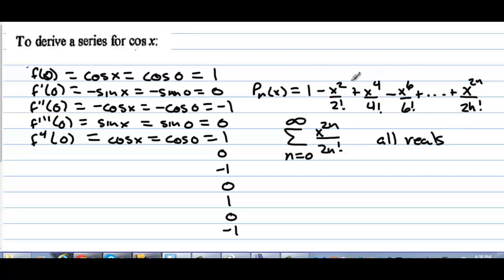A great way to remember this is that cosine is an even function. If we graph cosine, there it is, very roughly. If you pick one point on the left side of the y-axis and you reflect it over the y-axis, you have the corresponding value. Cosine is an even function, and we have the even powers in the series.